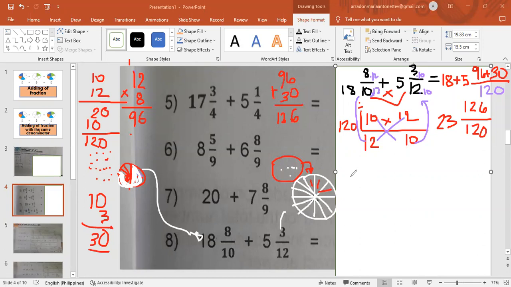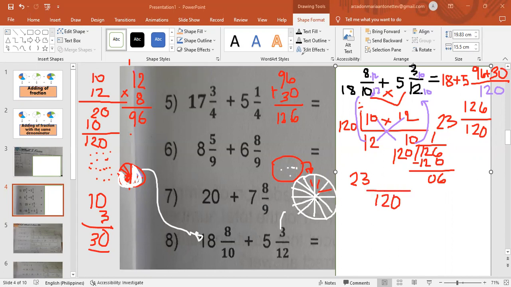Okay, not yet. So 23, that is improper. Why did it become improper again? Because this 126 is greater than 120. So what are we going to do? You have to divide that first. 126 divided by 120 is 1, of course. Just simply copy 120 here and subtract them together. 6 minus 0 is 6. 12 minus 12 is 0. So copy the denominator, which is that one.